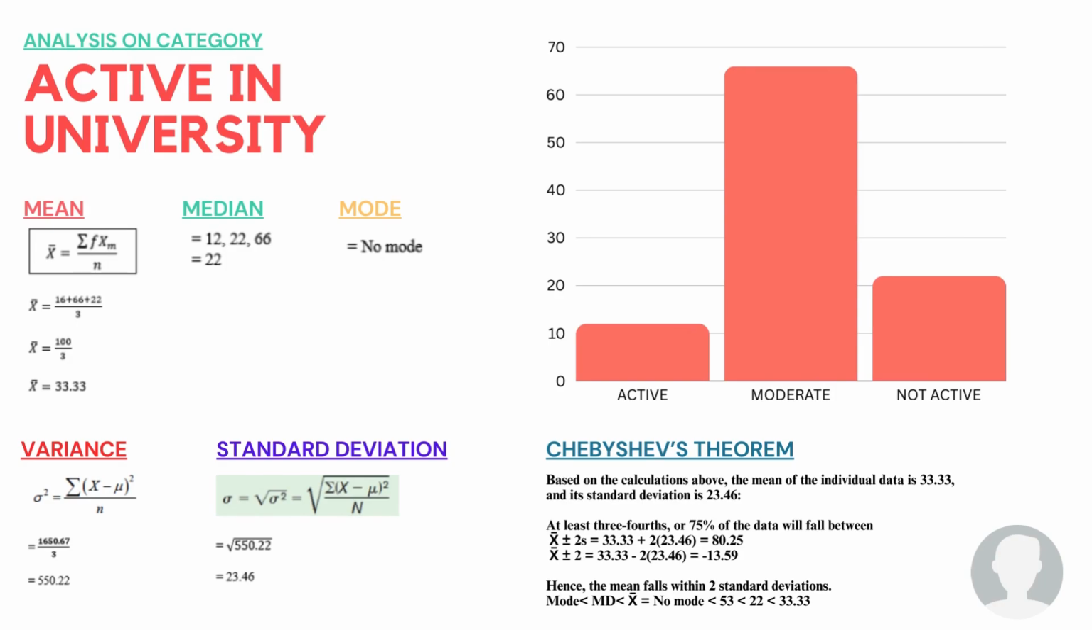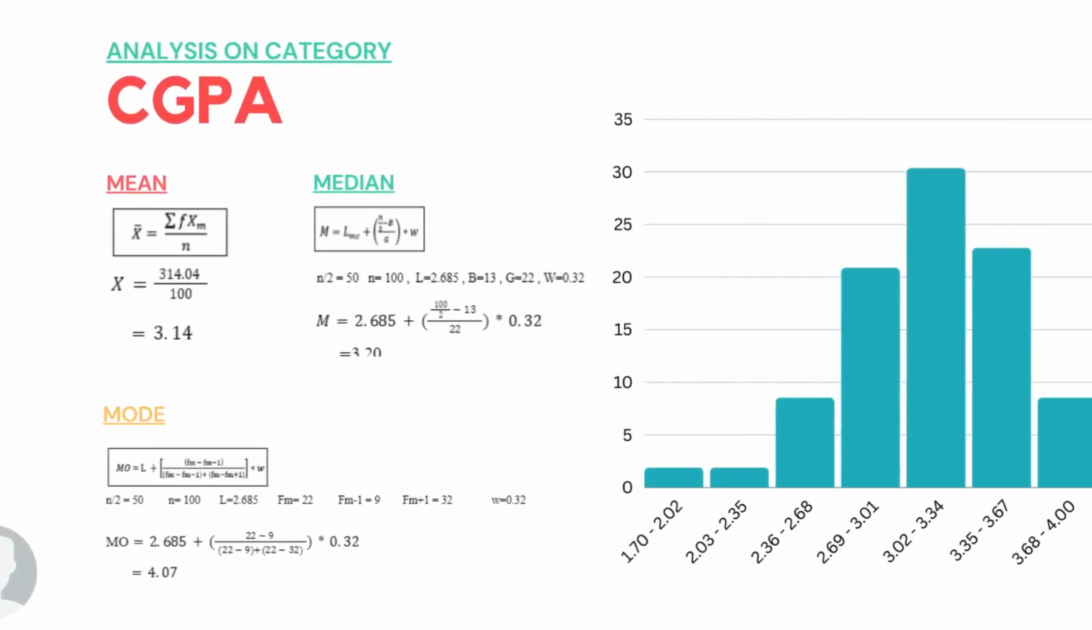Last but not least, I will explain about analysis on category active in university. There are three variables: active, moderate, and not active. Based on calculation above, the mean of the individual data is 33.33, the median is 22, there is no mode in this graph, the variance is 550.22, and its standard deviation is 23.46. Using Chebyshev's theorem, at least 75% of the data will fall between negative 13.59 and 18.25. Hence, the mean falls between two standard deviations.